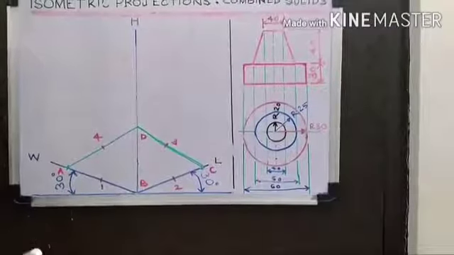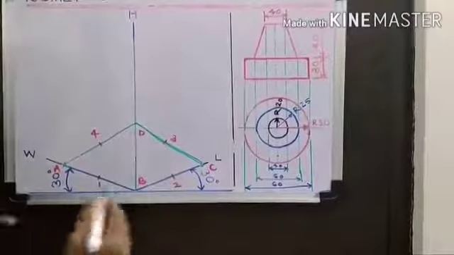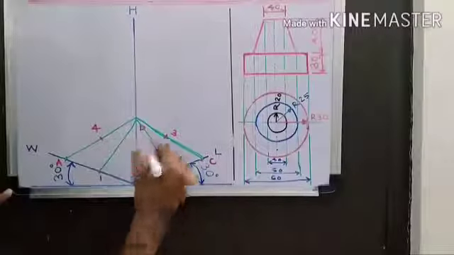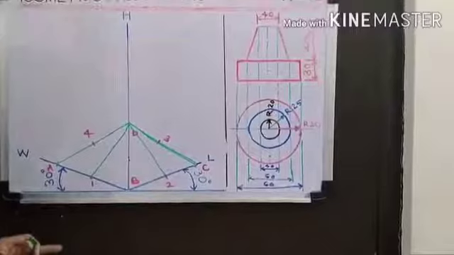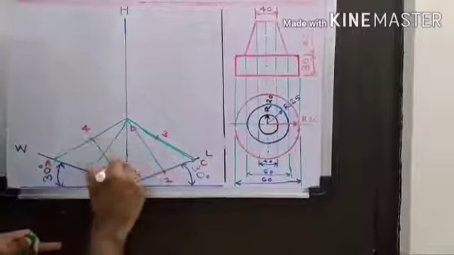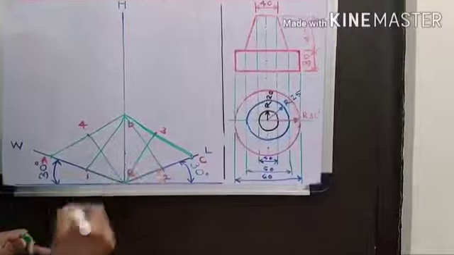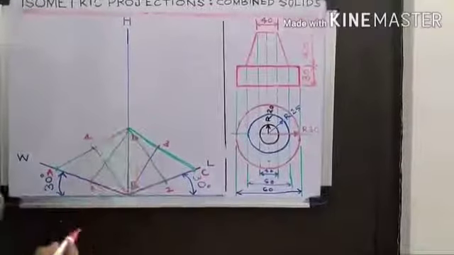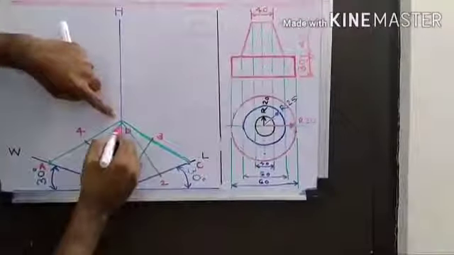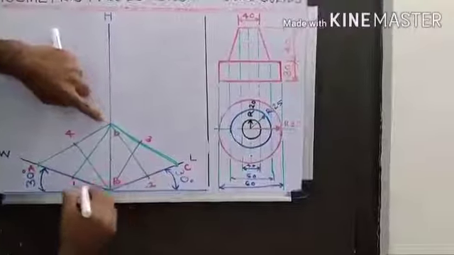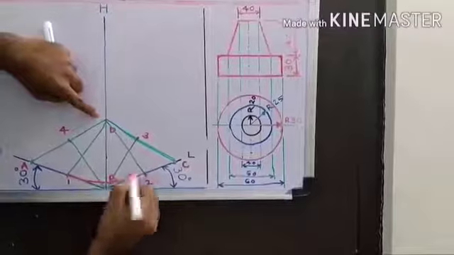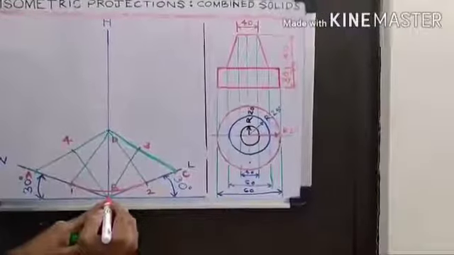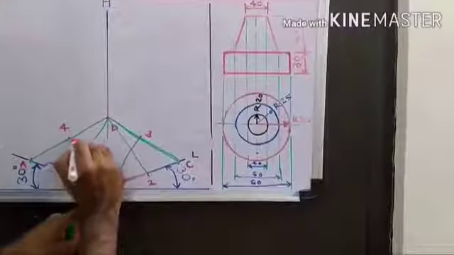For the next process, now we have to join D1, D2. Similarly, you have to join the points B4 and B3. Now we are having four centers. Now this is going to be the first center. D1 is a radius and D is a center. Draw an arc between the points 1 and 2. Next, B is a center, B4 is a radius. Draw an arc by using a compass between the points 3 and 4.